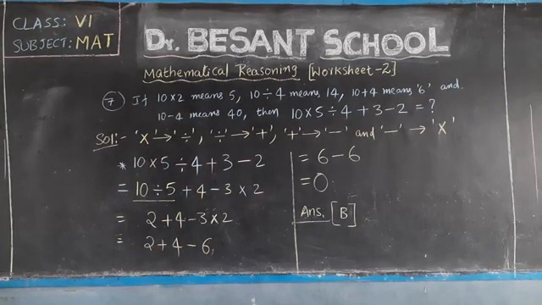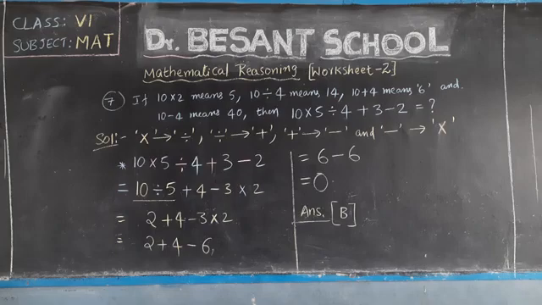So here, given 10 into 2 means 5. That means into we have to replace by division. 10 divided by 4 means 14. That means divided by is to be replaced by the addition symbol, that is plus. And 10 minus 4, 10 plus 4 means how much is given? 6. Here plus indicates minus. And 10 minus 4 means 40. That means here minus is to be treated as into.